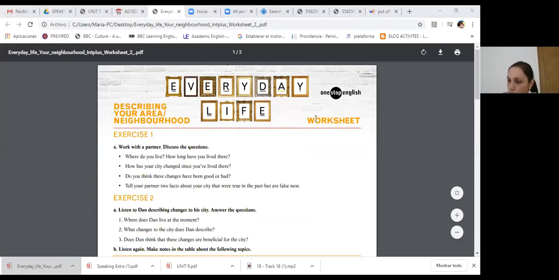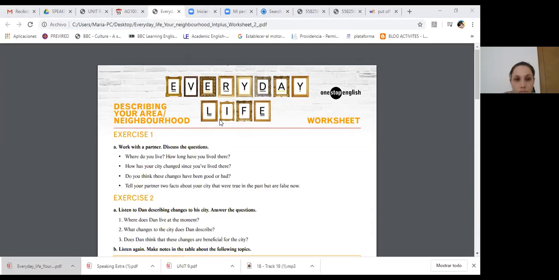Okay. Here you have at the top of the page 4 questions. Remember that all the time we're going to work with descriptions of your neighborhood. So here there are 4 questions. Where do you live? How long have you lived there? How has your city changed since you've lived there? Do you think these changes have been good or bad? And tell your partner 2 facts about your city that were true in the past but are false now.